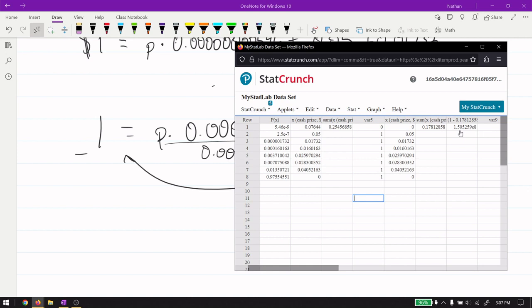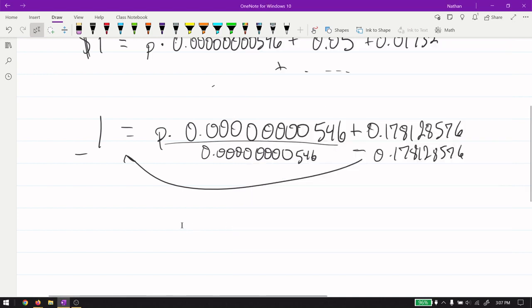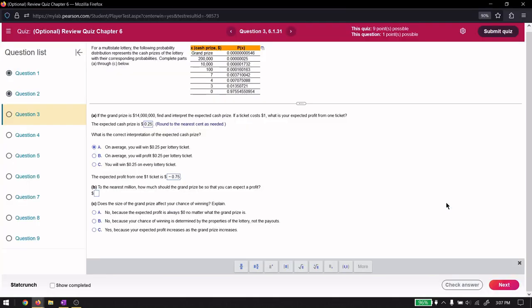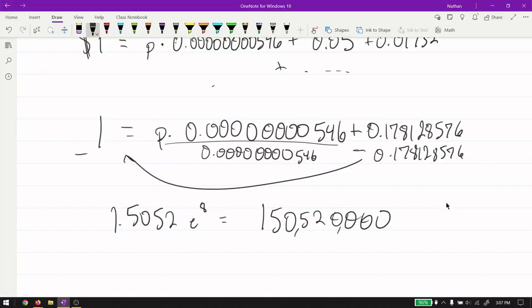And here we have P equaling 1.505259 e to the 8th. I'm going to do 1.5052 e to the 8th. That's the same thing as saying 1, 2, 3, 4, 5, 6, 7, 8, or $150,520,000. And the problem itself says to the nearest million. In other words, we need to have 151 million before we can even expect a profit.